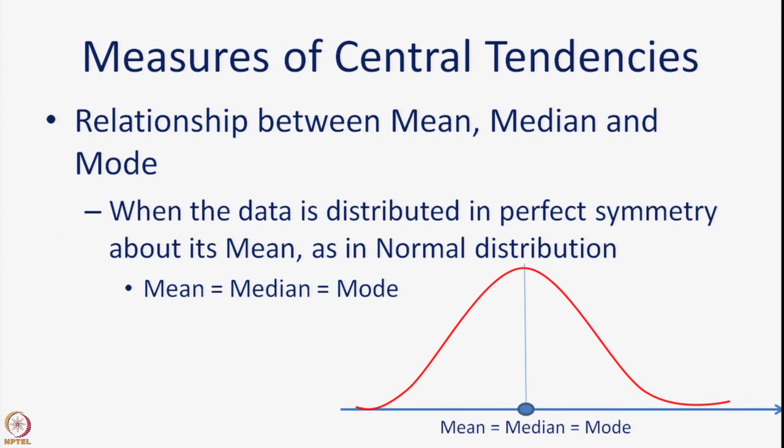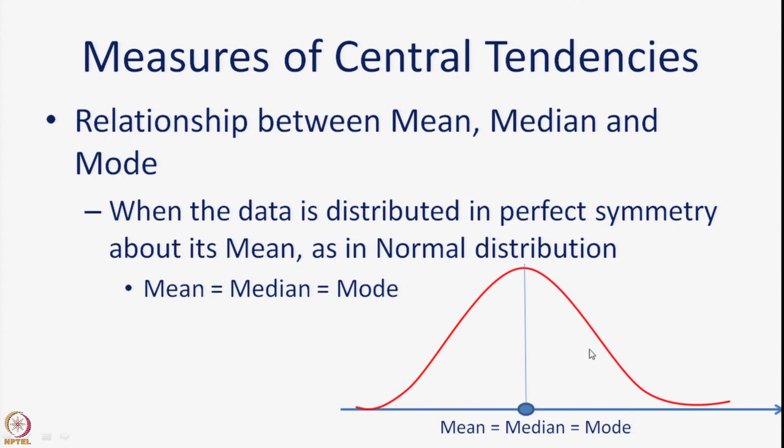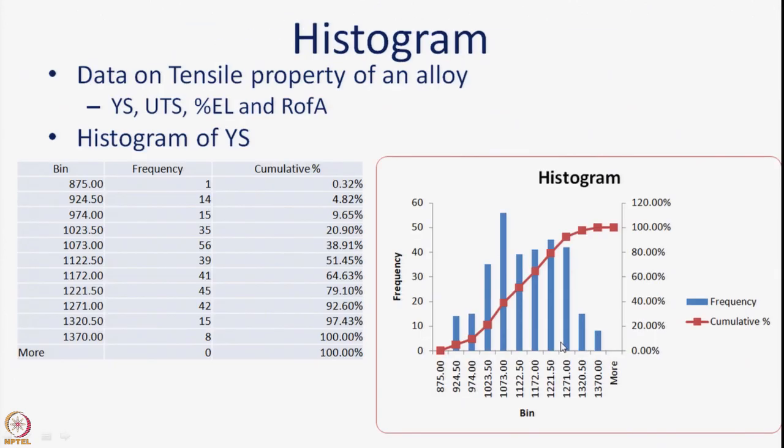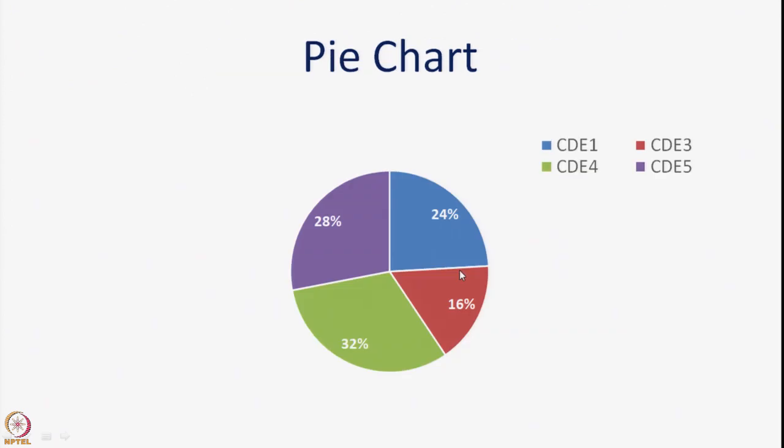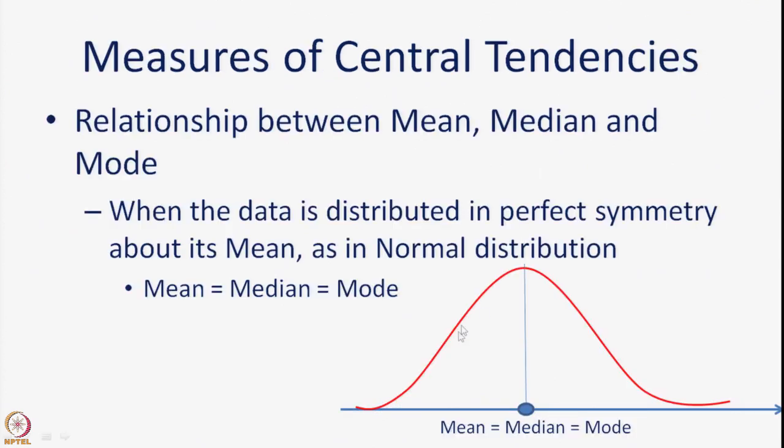Now we come back to measures of central tendency, something that we had left out. Why? Because this relationship is best shown in terms of a frequency plot. Now you recall, for example, if you look at this, if you join these points together, you get a plot. This is called a frequency plot. And here I have shown a nice bell-shaped frequency plot. This is data which is distributed in perfect symmetry, such as can happen in a normal distribution.